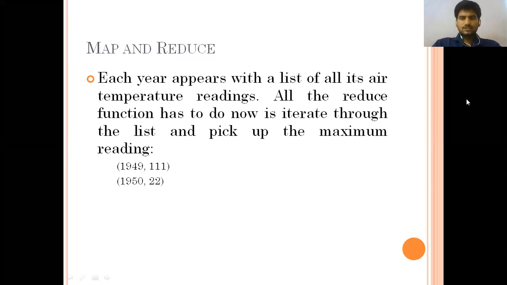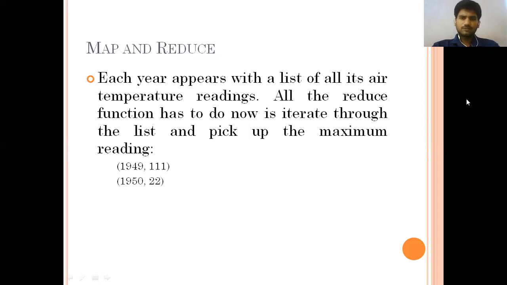So see this. Out of these key value pairs, we have two pairs. One is the 1949 pair, another is the 1950 pair. In 1949, we have two different temperatures, and in 1950 we have three different temperatures. Finally, our reduce function is going to find the maximum reading by this key. Each year appears with a list of all its temperature readings, and the reduce function has to iterate through the list and pick up the maximum reading.